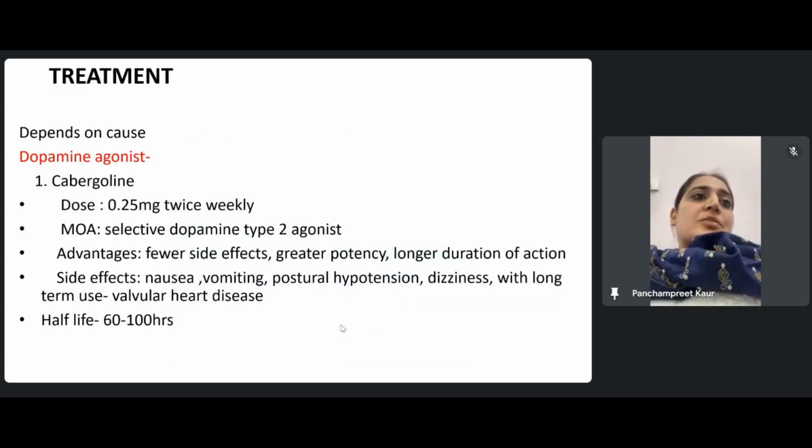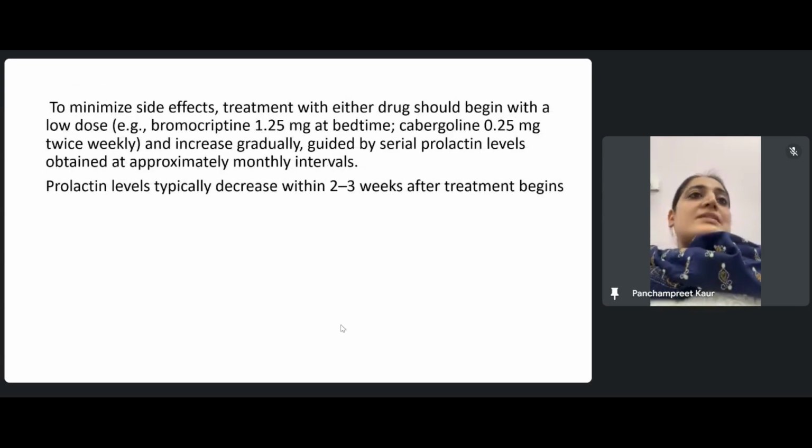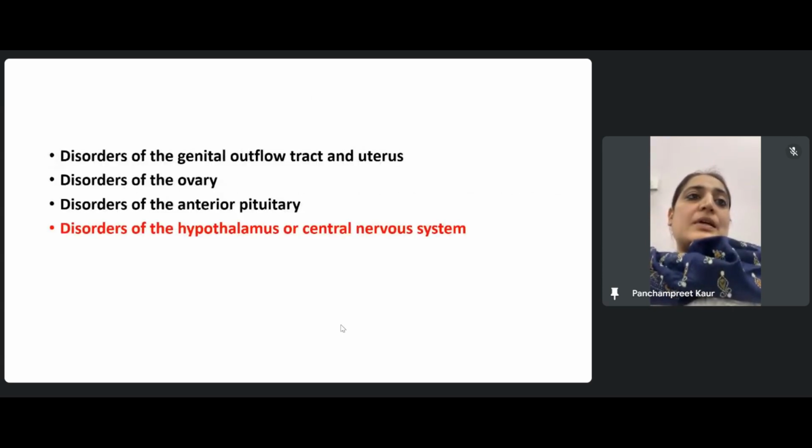So the treatment of choice is dopamine agonist. We can give cabergoline 0.25 milligrams, starting at a low dose of twice weekly, or bromocriptine 1.25 milligram daily at bedtime. To minimize the side effects, treatment with either drug should begin with a low dose and increase gradually, guided by serial prolactin levels obtained at approximately monthly intervals. The prolactin levels typically decrease within 2 to 3 weeks after the treatment begins.